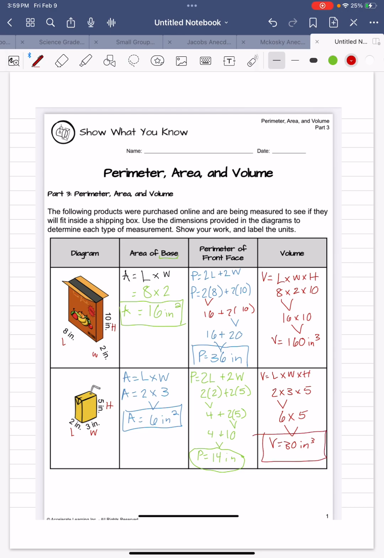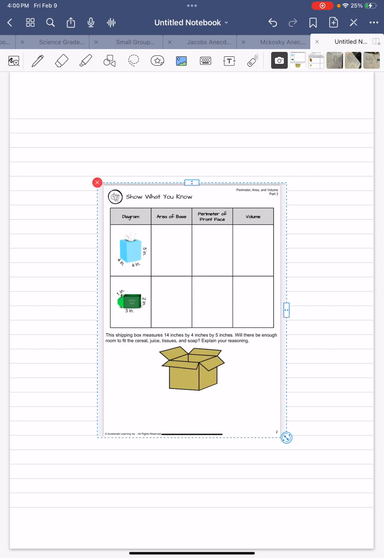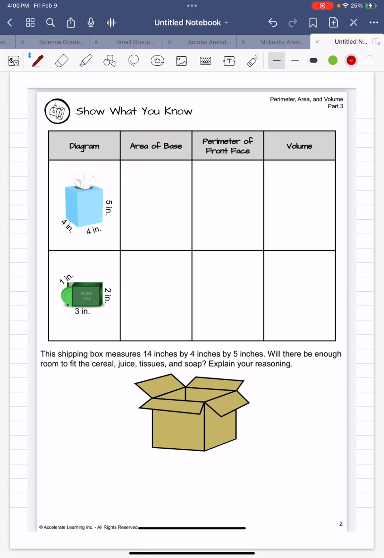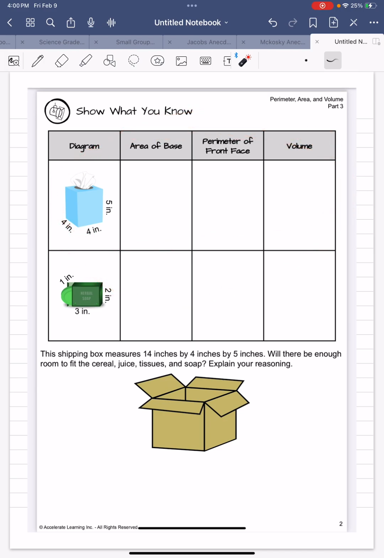Alrighty, so you and your group are going to do this on the back page. So flip over your page, meet me on this page, okay? You and your group are going to finish the rest of this page here. You're going to all solve the diagram of the tissue box and the soap together. And you also need to solve this question with the box to see if all of those things will be able to fit in the box, okay? I am going to have you guys do that for the next 10 minutes.